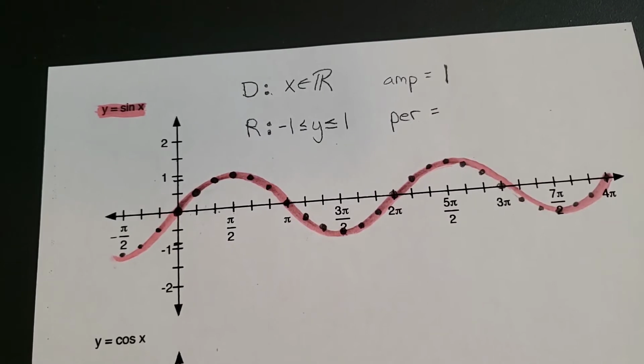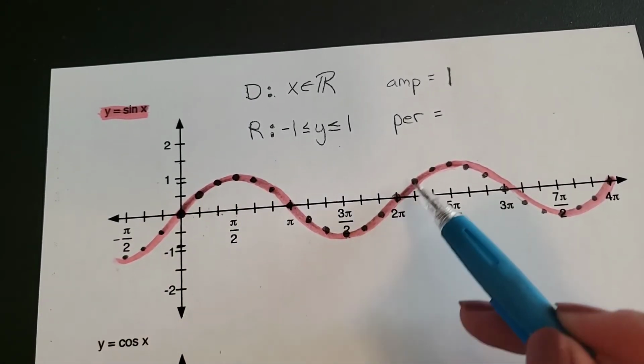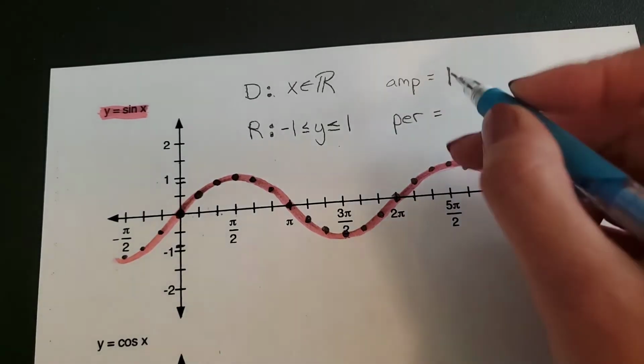And the period length. How long is one cycle of the sine function? Just think of the unit circle. How long does it take to get around the unit circle once? Well, that's 2 pi radians, and you can see that at 2 pi, this graph does in fact begin to repeat itself.